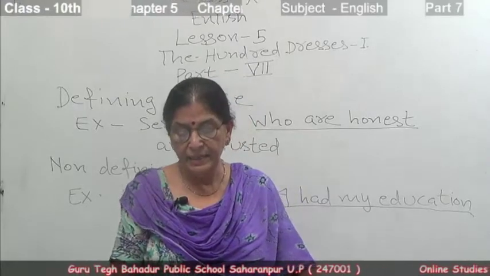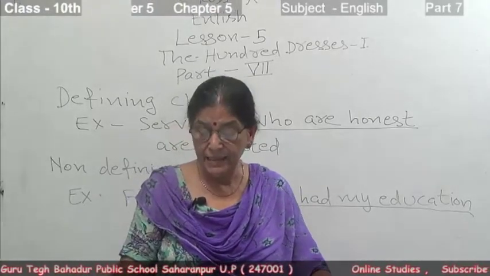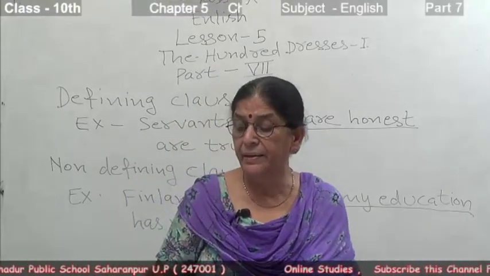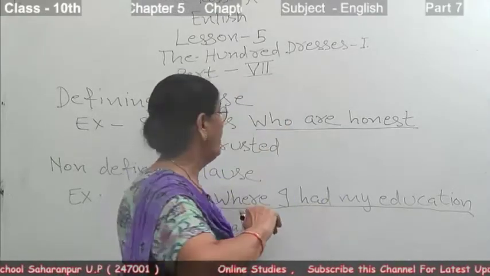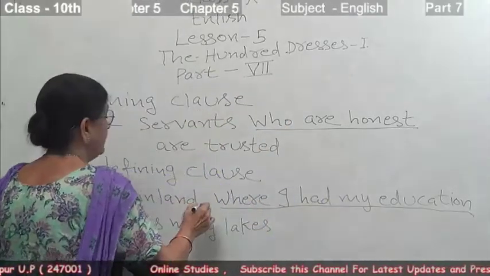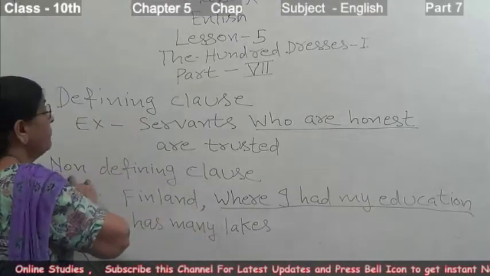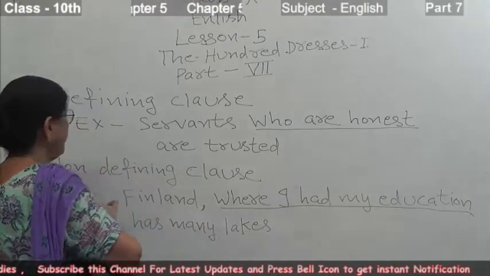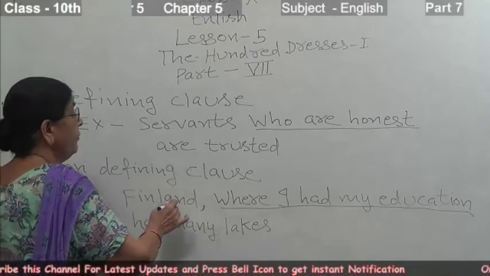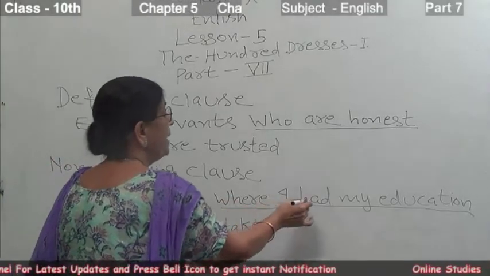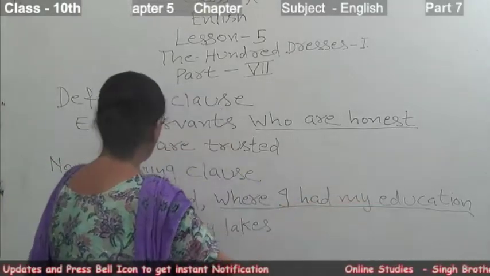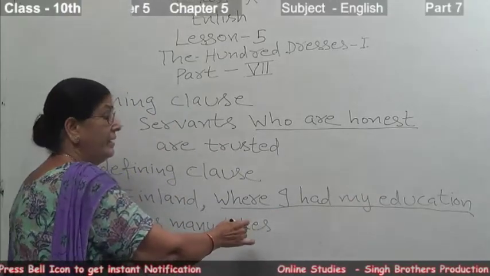Non-restrictive relative clauses are separated from the main clause by commas. Here I have given an example of a non-defining clause. The example is: Finland, where I had my education, has many lakes.